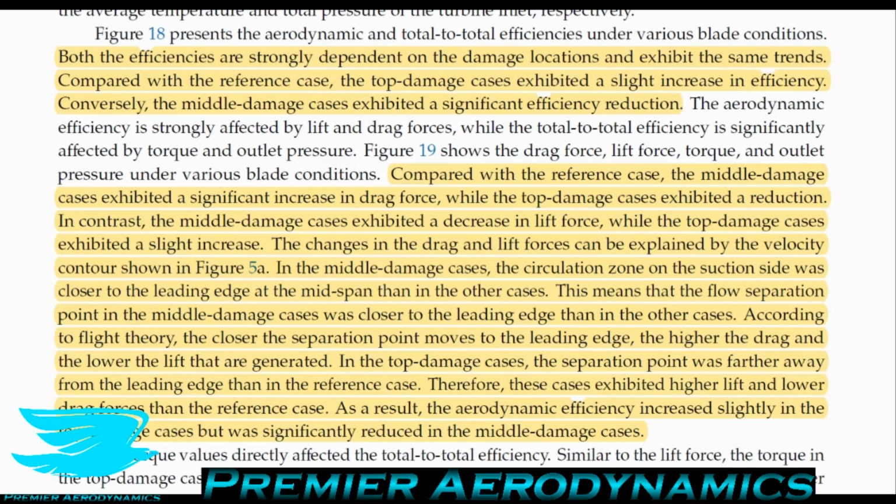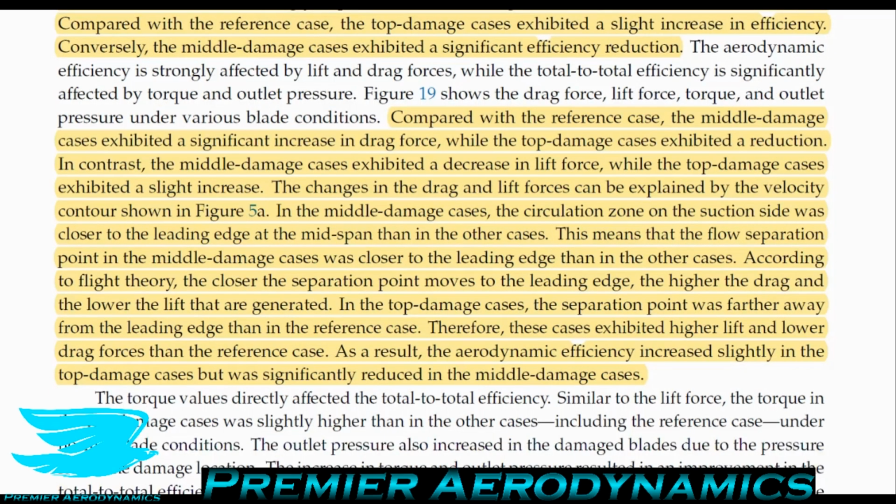In the middle damage cases, the circulation zone on the suction side was closer to the leading edge at the midspan than in the other cases. This means that the flow separation point in the middle damage cases was closer to the leading edge than in the other cases. According to flight theory, the closer the separation point moves to the leading edge, the higher the drag and the lower the lift generated. So in other words, the closer the separation point is to the leading edge, the more the blade will be in separation, which means it's not going to be doing much.